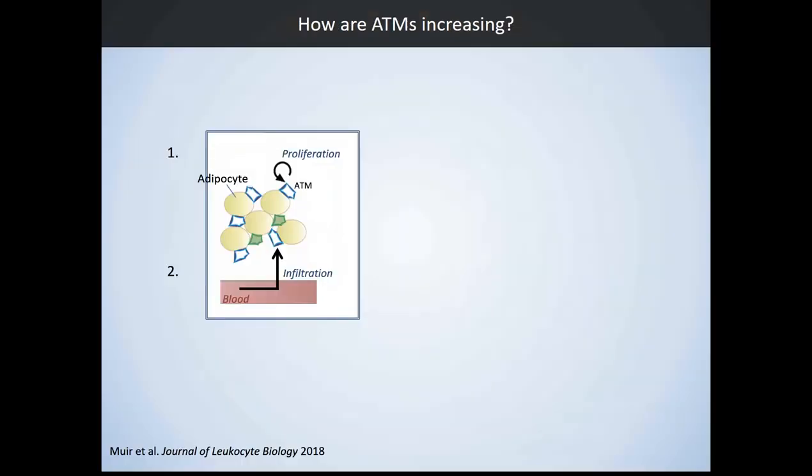Okay, so they increase in quantity. Why? There are two potential sources of these cells. One is through in situ expansion or proliferation within the tissue itself. The other is through a blood source. So they can actually infiltrate through the blood based on a progenitor, which in this case would be monocytes. So monocytes can traffic into the tissue and differentiate into macrophages.